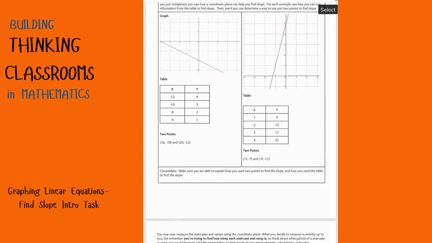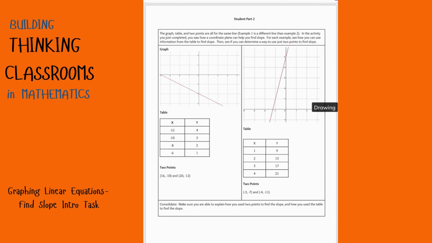So the next part that we can look at would be this. This being student part 2, we are giving them a graph, a table, and 2 points. In the activity that we just did, they got to see those shapes on a coordinate plane. We want them to now look at a graph and see what information they could use to determine a way to find the slope. So we did it from the graph, but how could we use the information from the graph to help us determine if there is a way to get the slope from values in a table, or if there is a way to get the slope from just 2 points?